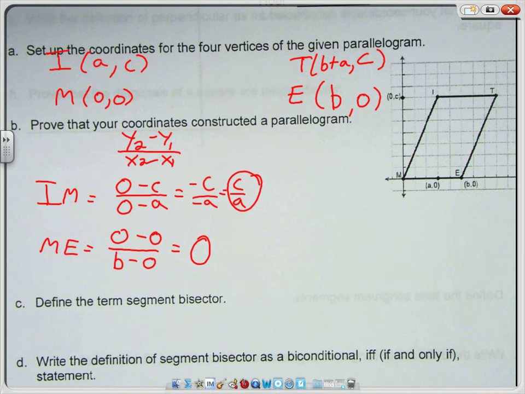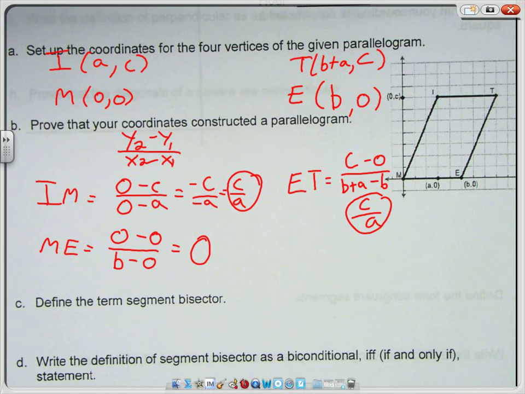All right, we're going to look at E to T. The y value for T is C. The y value for E is 0. The x value for T is B plus A. The x value for E is B. What's C minus 0? C. What is B plus A minus B? A. So they're the same, right? We've proven one side is parallel to another side.